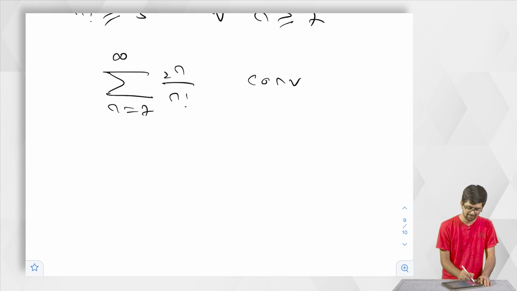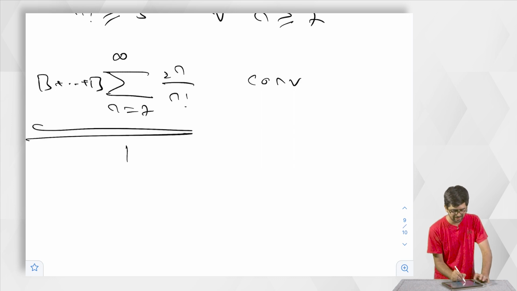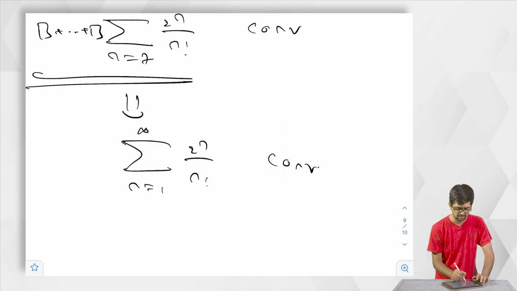Again, I can just write down the first 6 terms, add them up, then this implies summation n is equal to 1 to infinity 2 power n by n factorial is convergent.